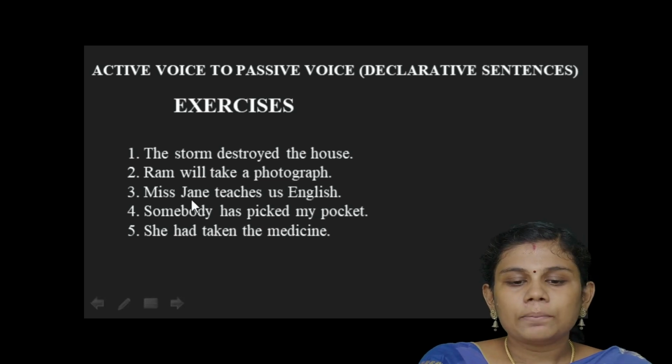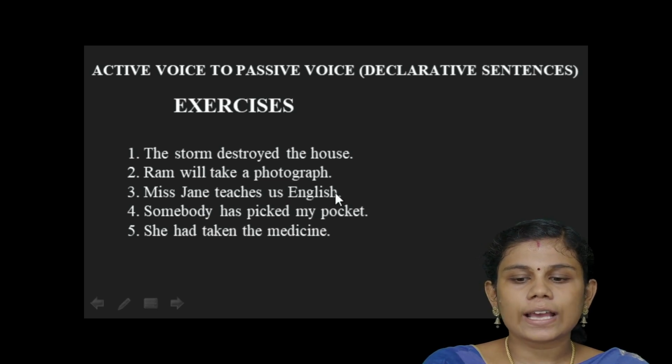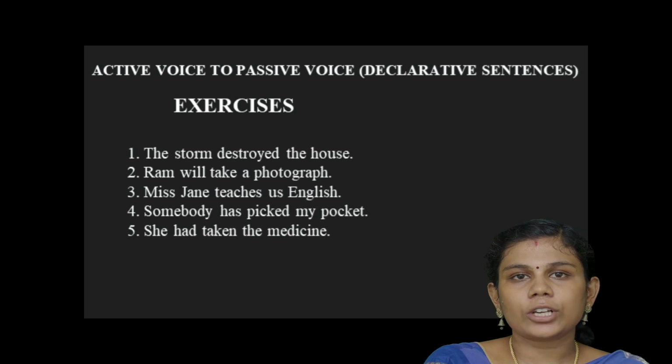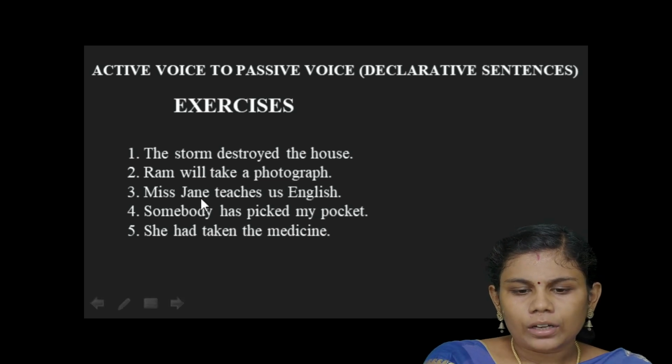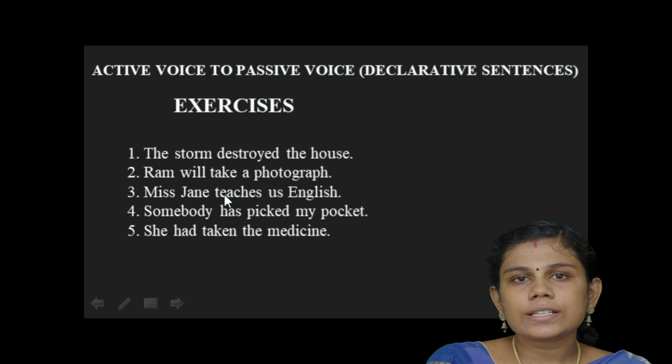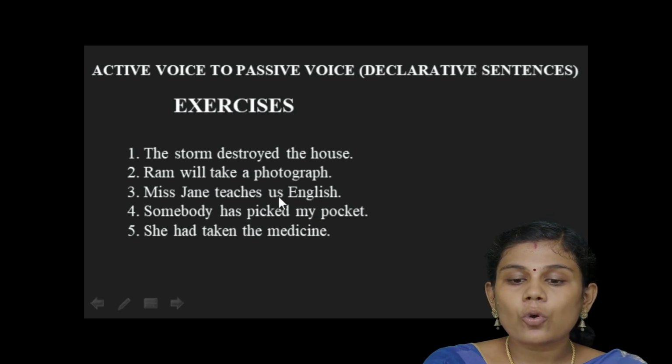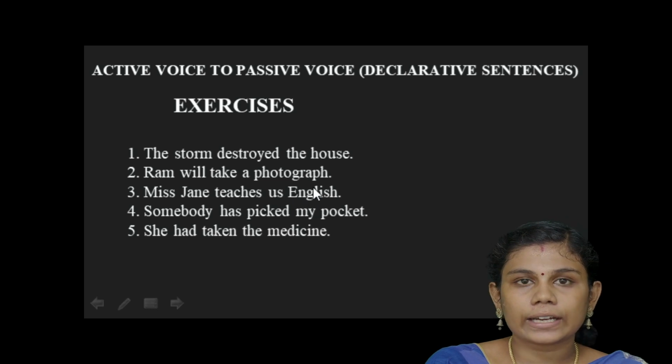Next sentence: Miss Jane teaches us English. So we will change that into passive voice. Here we first identify the subject, verb, and object. Here Miss Jane is the subject, teaches is the verb, us is the indirect object, English is the direct object. First we have to concentrate on this sentence. In this sentence we have two objects, a direct object and an indirect object.